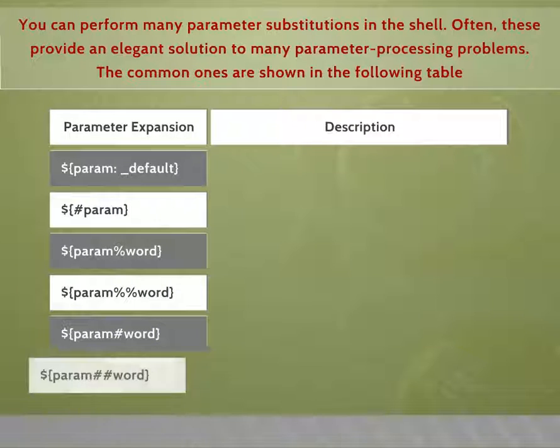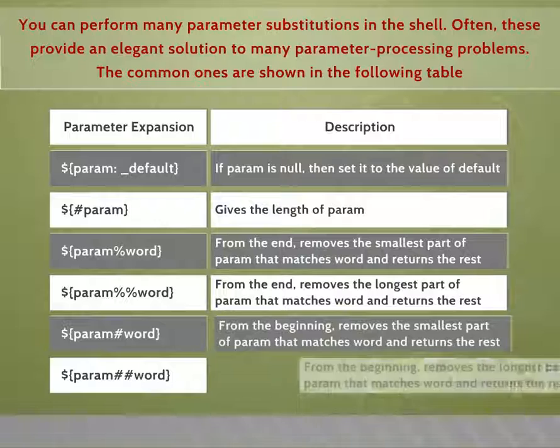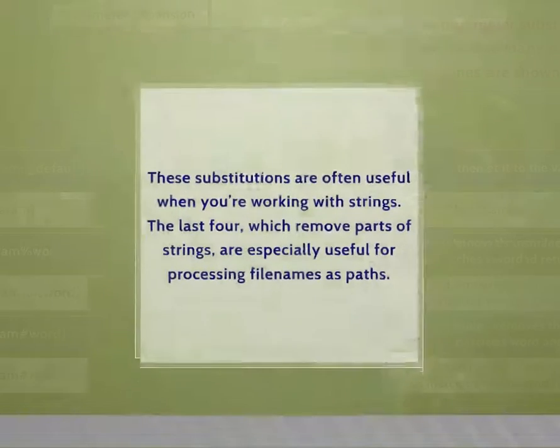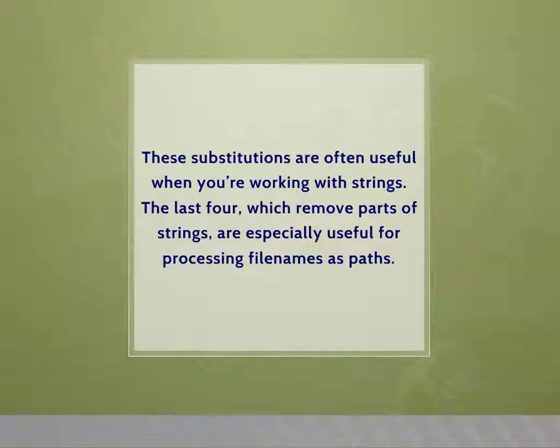You can perform many parameter substitutions in the shell. Often these provide an elegant solution to many parameter processing problems. The common ones are shown in the following table. These substitutions are often useful when you are working with strings. The last four, which remove parts of strings, are especially useful for processing file names and paths, as the following example shows.